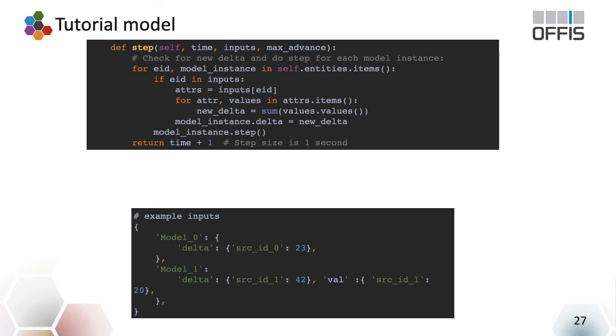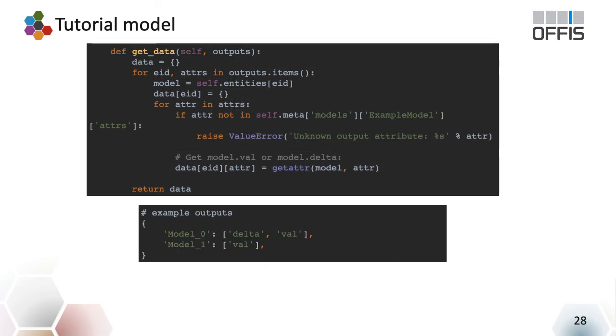To handle this input, here's a for loop to handle all the entries. And then inside this loop, we are summing up the deltas, which we get as input. Then we set this new delta in the model instance, and then we do the step in the model which we had on the first slide defined, so where the real calculation is done. At the end of the step, we return the current time plus one, so this means this is the Mosaik 2 classic model which is doing the self-stepping, and this means that one step later it will be called again by Mosaik.